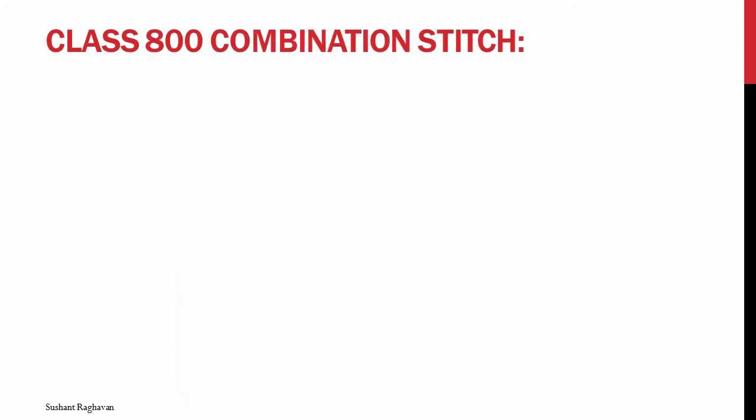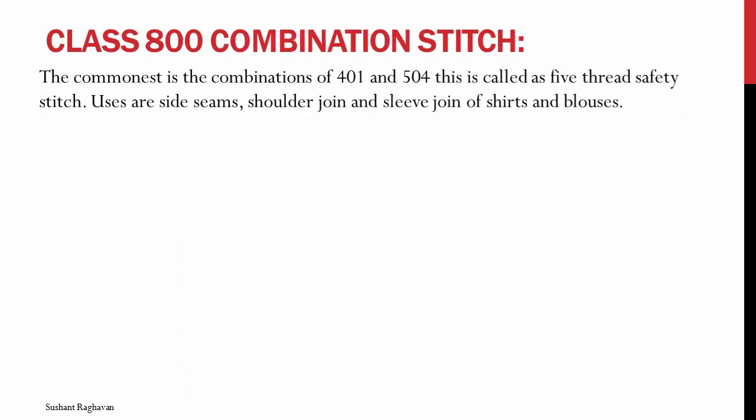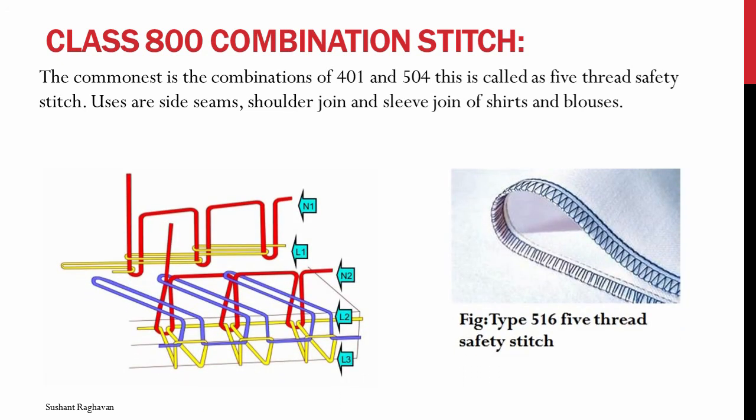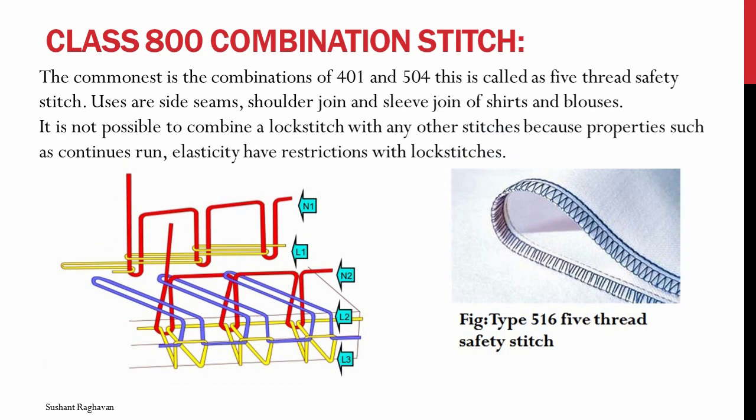Class 800 combination stitch. The commonest is the combination of 401 and 504. This is called a 5-thread safety stitch. Uses are side seams, shoulder join and sleeve join of shirts and blouses. Figure: type 516 5-thread safety stitch. It is not possible to combine a lock stitch with any other stitches because properties such as continuous run and elasticity have restrictions with lock stitches.